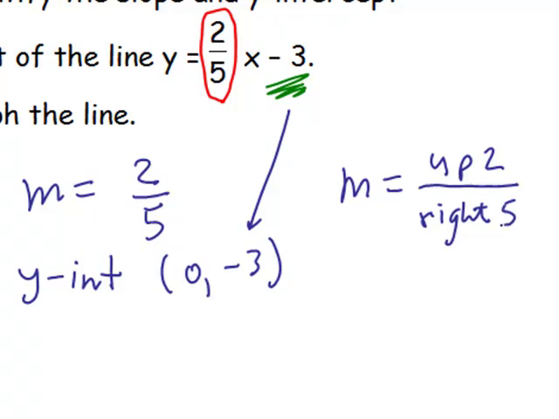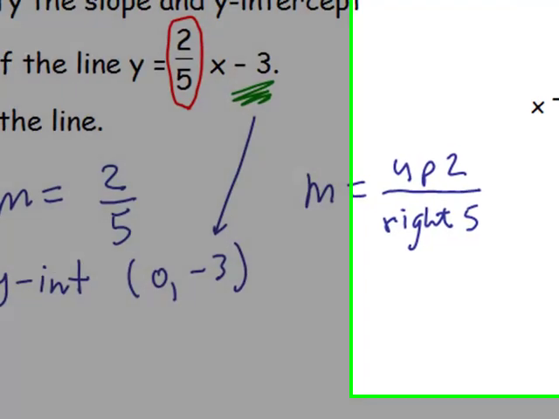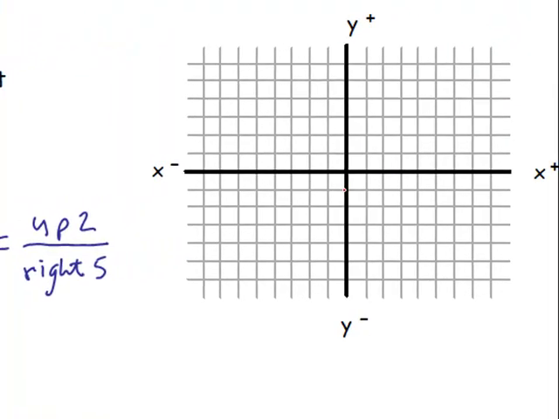We'll use that when we plot our y-intercept point, which I will do here in red, (0, -3). And then we're going to use our slope by counting up 2 and right 5. So counting up 2, 1, 2, and then 1, 2, 3, 4, 5 to the right. There's the next point. So I'll make that a solid dot there.